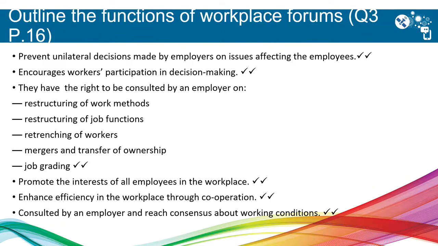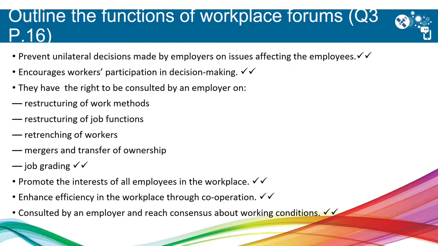So again, coming back to the action verb outline, you'll see 2 marks at the end of the sentence. So the first one there, we are talking about the functions of workplace forums. Prevent unilateral decisions made by employers on issues affecting the employees. Again, you're wanting employees to be involved in the decision-making process, which inevitably affects the employees. Okay, so if the employers are making decisions that affect the employees without the actual employees being involved, that's what the workplace forum is in place for, to avoid those sorts of situations.